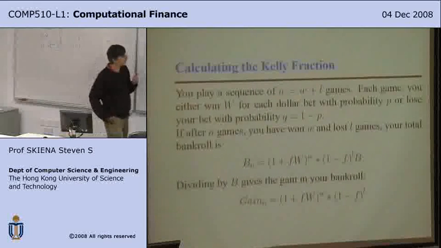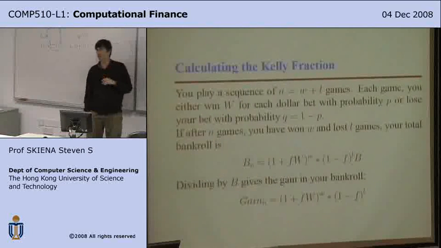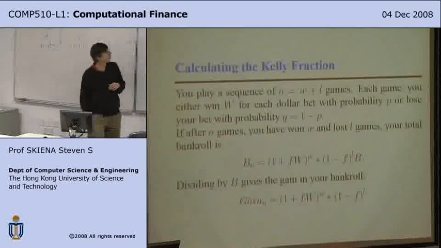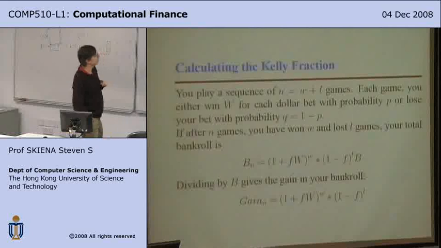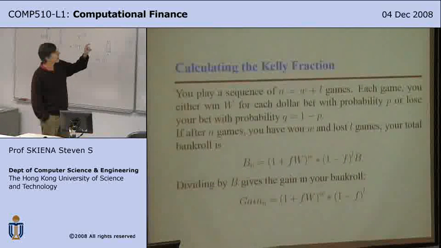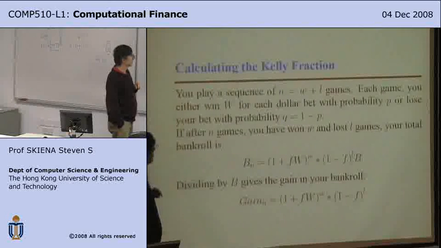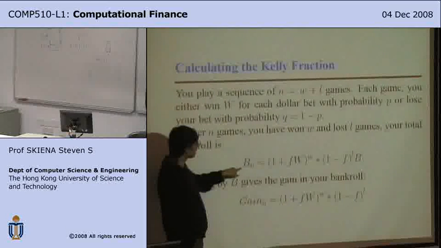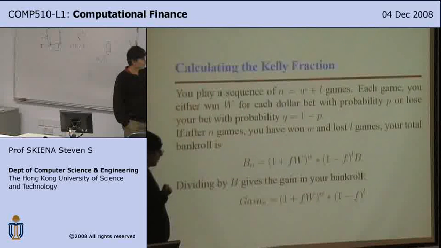Instead, what we're going to look at is maximizing what is essentially the geometric mean of our returns. Suppose we're going to play n of these games, and we're going to win W of them and lose L of them. In each game, we're either going to win or lose. The claim is that our bankroll after n rounds is going to be the following.